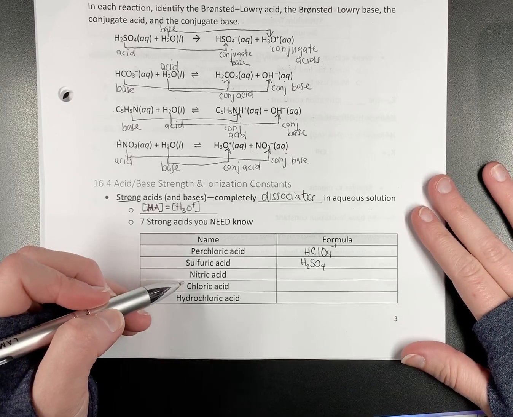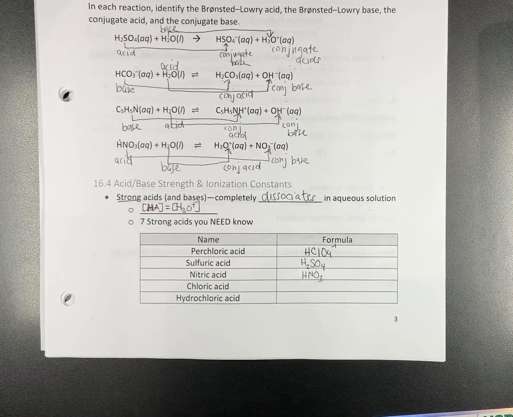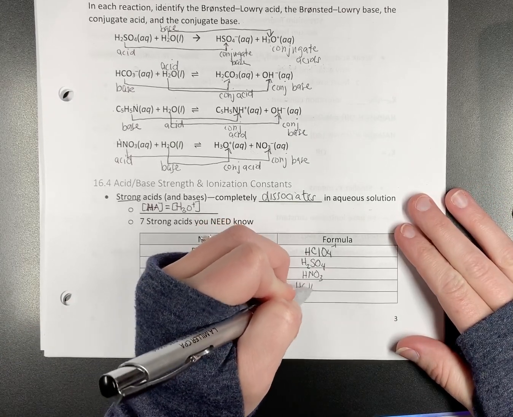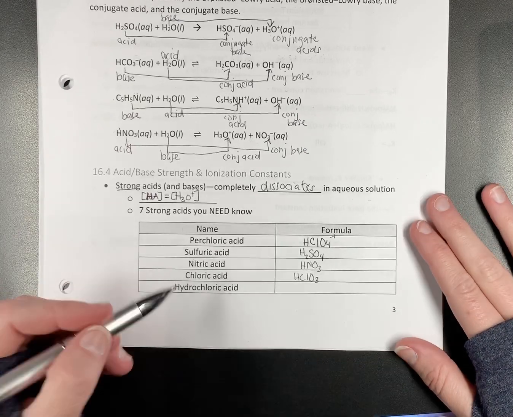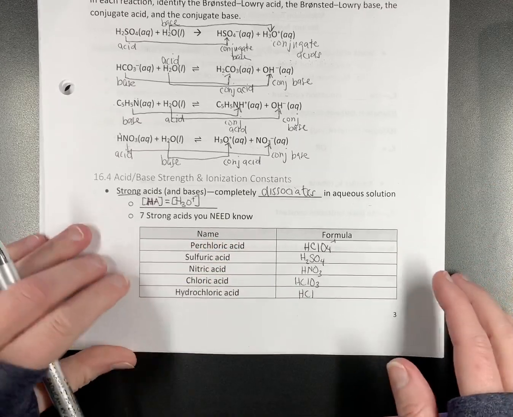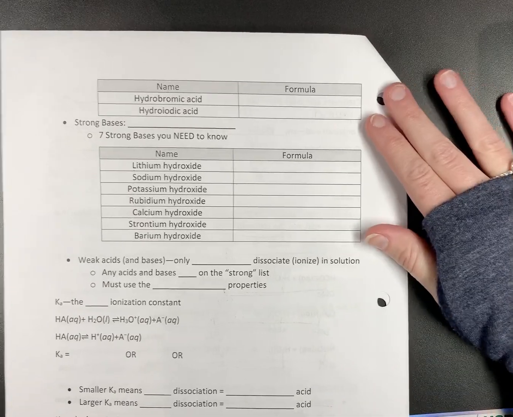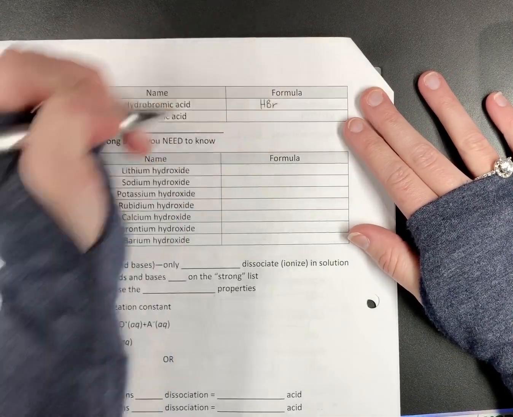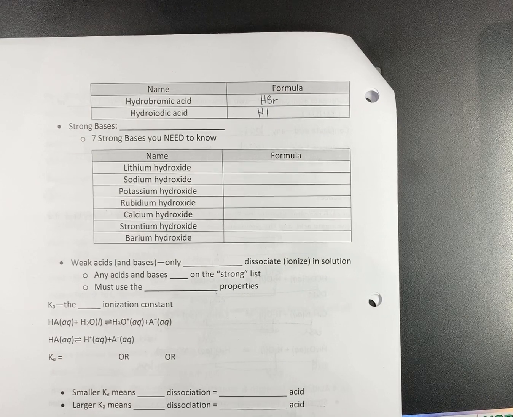Nitric acid comes from nitrate, which is HNO3. Chloric acid. Yes, HClO3. See, you remember more of this than you thought. Hydrochloric acid, HCl. Good. Turn the page. These are easy. Hydrobromic acid, HBr. Hydroiodic acid, HI.